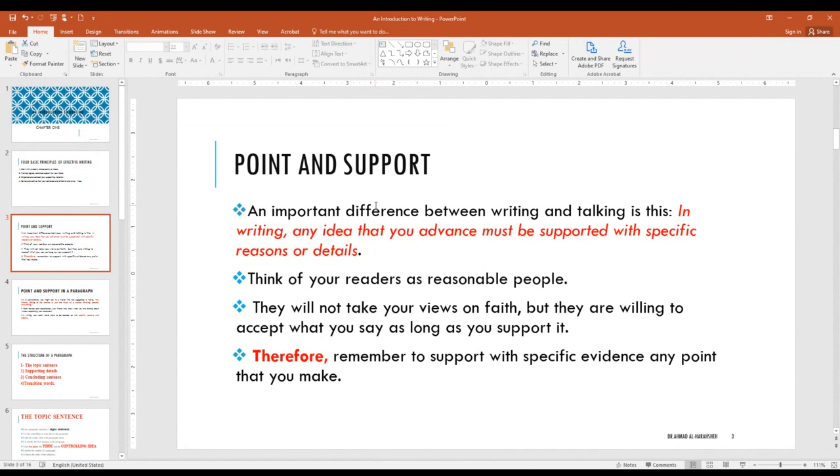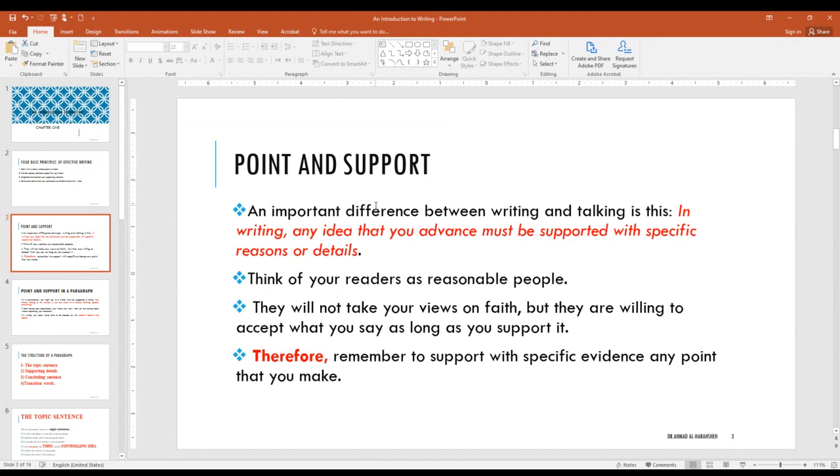All of us watch American movies, British movies, and so on, and we imitate a lot of expressions. But when it comes to writing, you should think many times when you write any sentence, because you may write colloquial expressions, and these expressions will be unacceptable in academic writing. In writing, any idea that you advance must be supported with specific reasons or details.